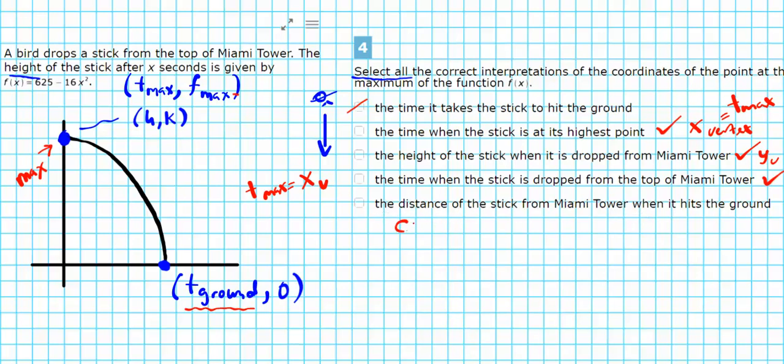This statement here cannot be determined. Why is that? Why can it not be determined? Well, the function measures the height from the ground. It doesn't measure the distance of the stick from the tower. So this one cannot be answered, so it's not relevant to this function right here. Okay? So our answers are options B, C, and D.